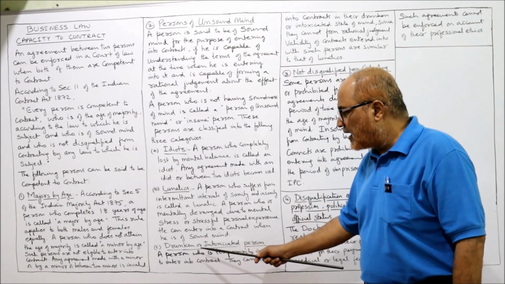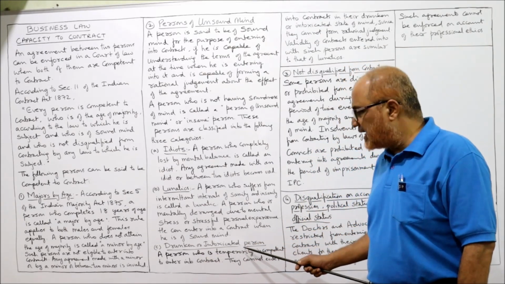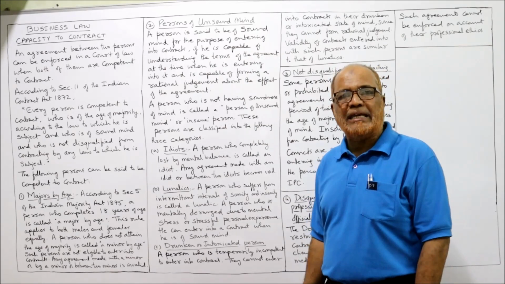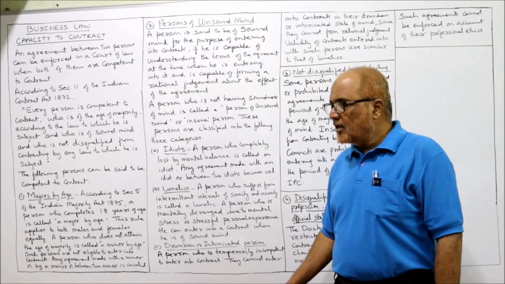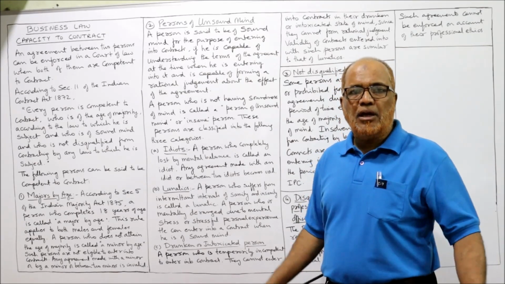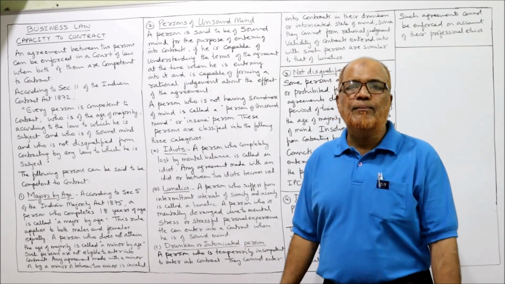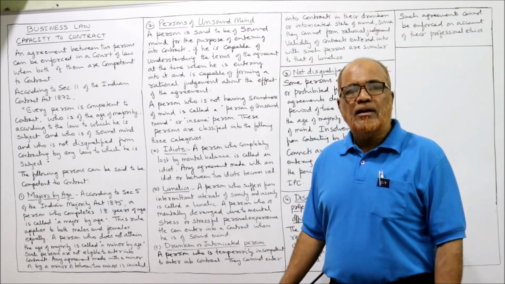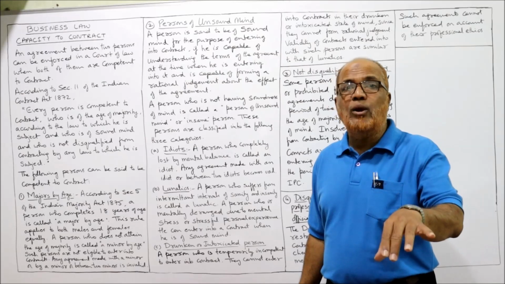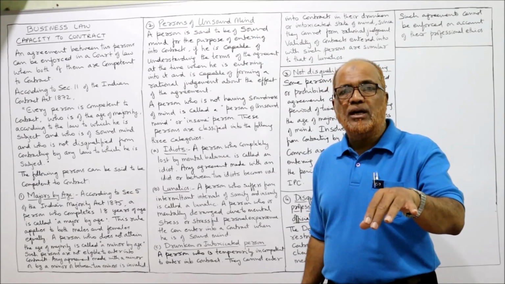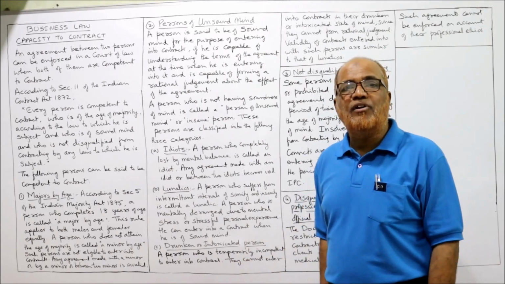Last one is drunken or intoxicated person. Drunken: a person who is used to drinking. So what will happen when a person drinks? Normally, sometimes if a person drinks, then he loses his balance, mental balance. Temporarily a person may lose his mental balance on account of drinking.